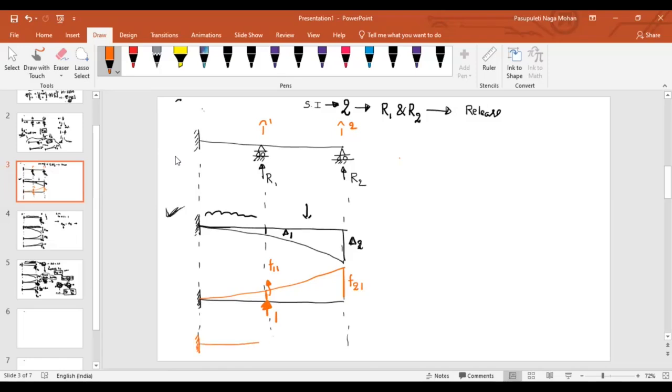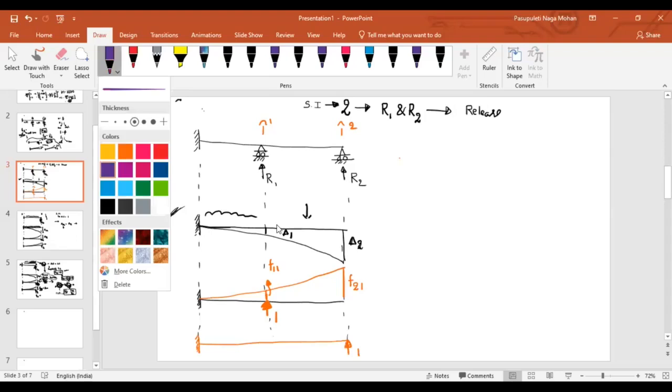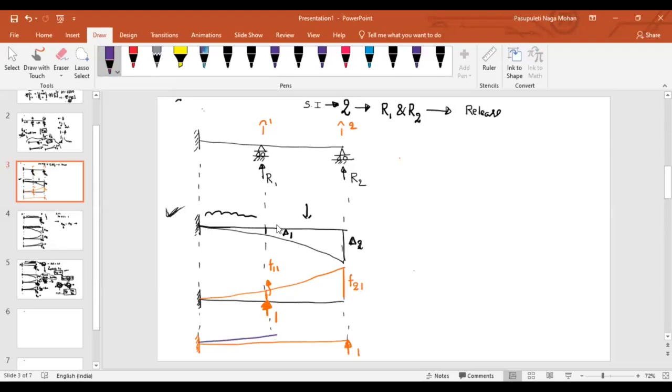Instead of applying at 1, now I will apply displacement here. Sorry, I will apply unit force here. Then again the deflection is going to happen. How the deflected shape will be? The deflected shape will be like this. What about this magnitude I should call? Where I am applying the unit force? At 2, sir. Where I am finding the displacement? 2. So what I should call this one? F2,2.